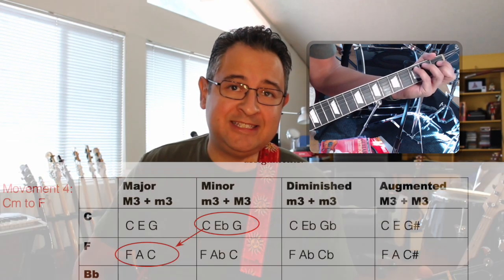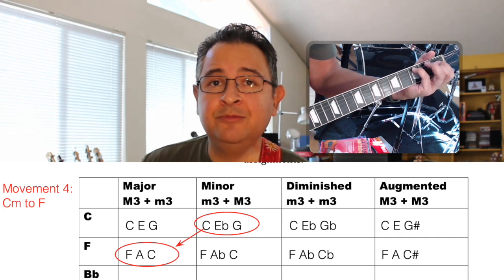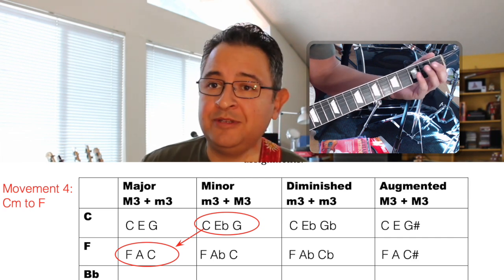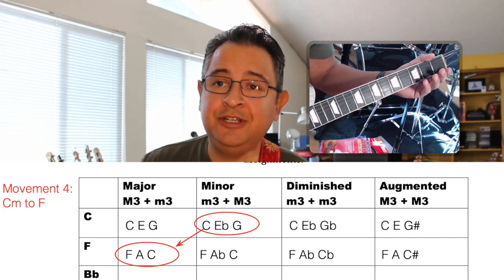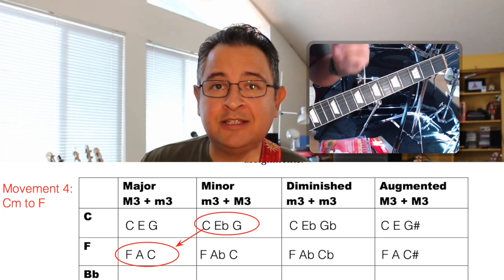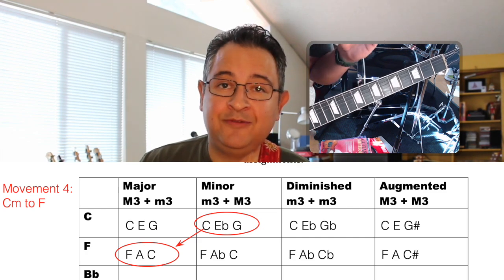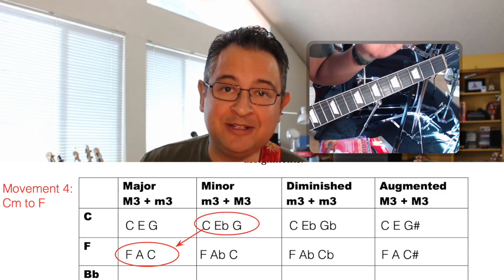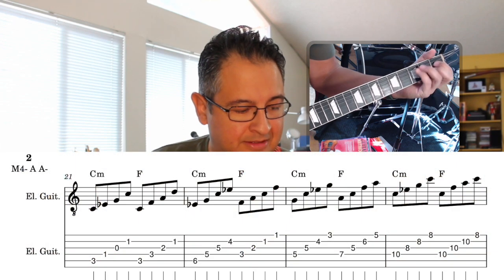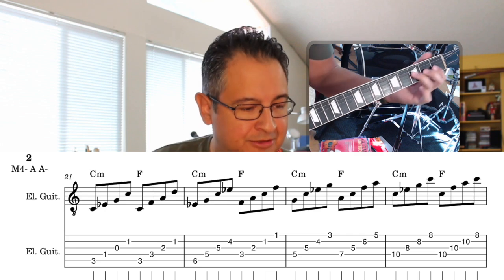Movement 4 is C minor to F major. On the C minor chord, we can move up the E flat a whole step to F, and then the G a whole step to A. This is essentially a 2-5 progression in the key of B flat major. If you don't understand what that is, don't worry about it. We'll cover it later. Up C minor, then F major, C minor, switching string sets.